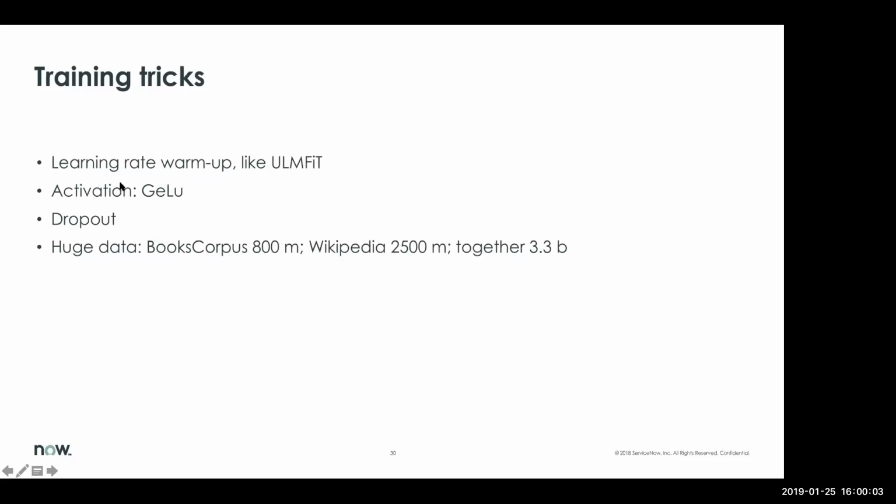And instead of ReLU, it's using GLU, which is a new activation function, and not trivial. It's using dropout to make it much more stable, and another thing I need to mention is that it's utilizing 800 million words from this dataset and 2,500 million from the Wikipedia dataset, and together it has around 3.3 billion words to train BERT.